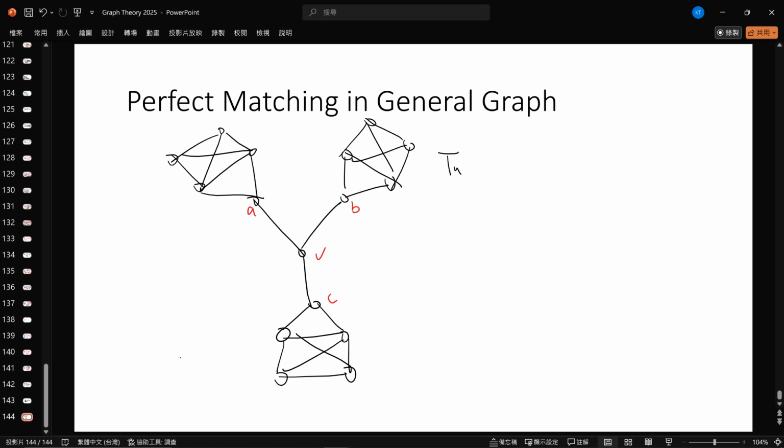Okay, so I guess I'm going to just state the condition for perfect matching in a general graph. So the condition that I'm going to state is called Tutte's condition.